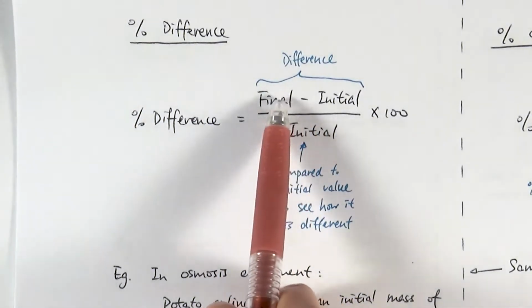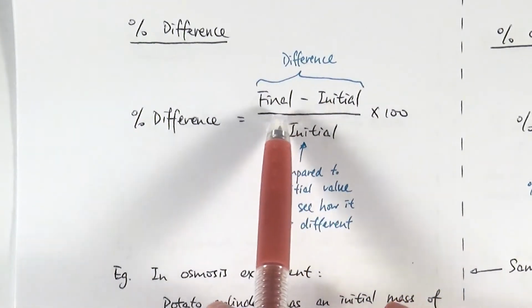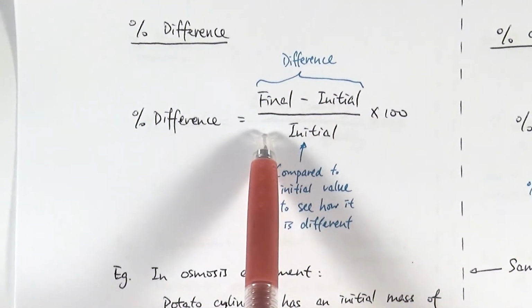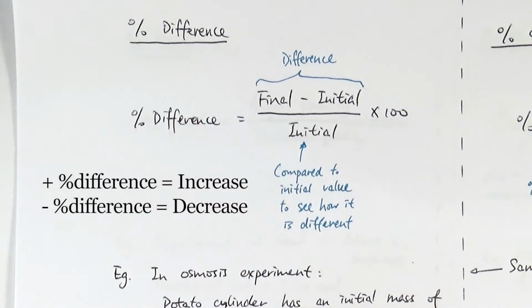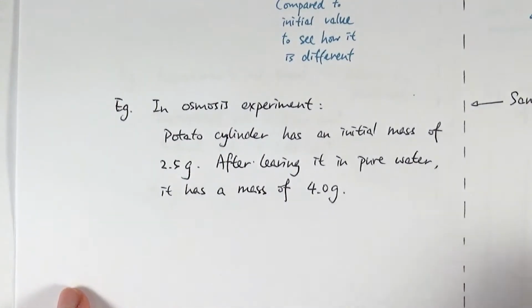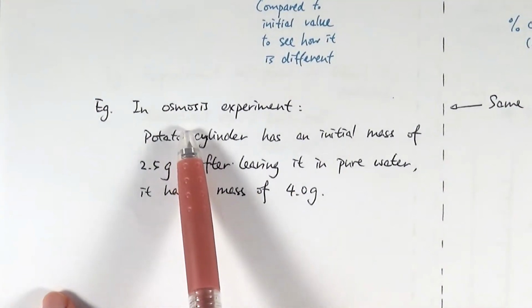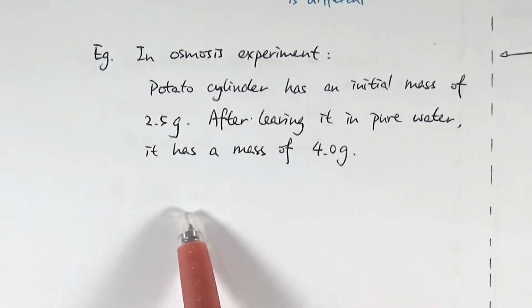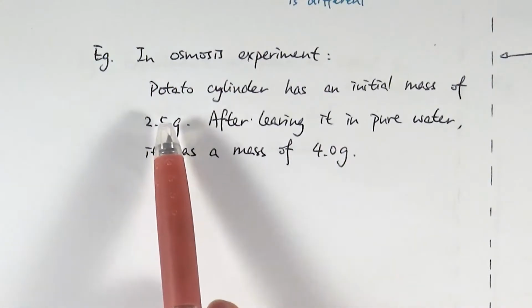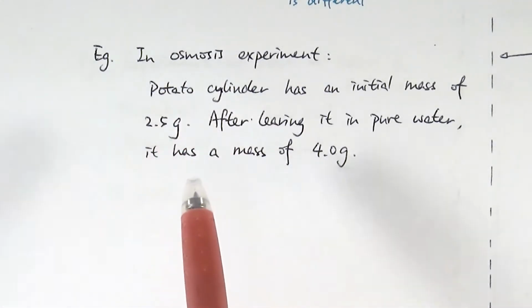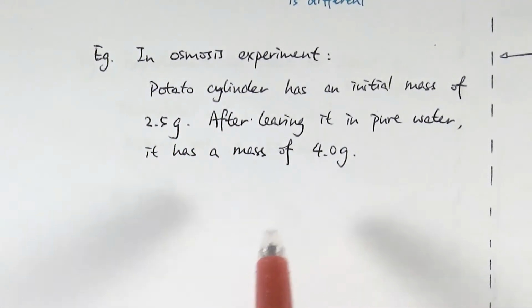Depending on the difference, you can get a positive percentage difference or a negative percentage difference. If it's a positive one, that means there is an increase in whatever you're measuring. If it's a negative percentage difference, then obviously that would mean a decrease of something. A classic one that they will ask you about would be in an osmosis experiment, where you set up, let's say, different concentrations of solutions, and you put the same mass of potato cylinders into each of them, and then you measure the change in mass.